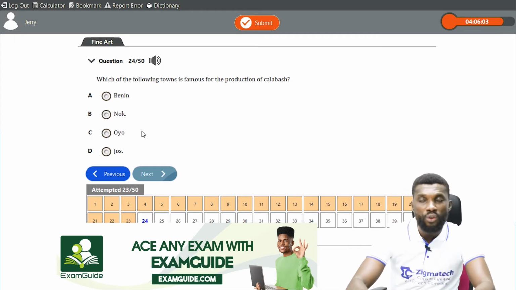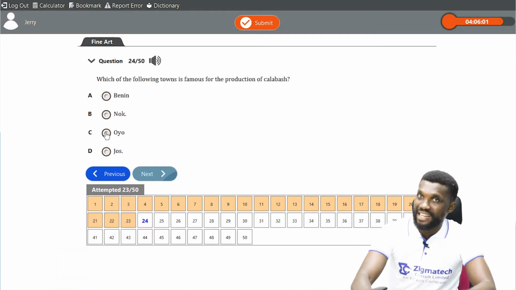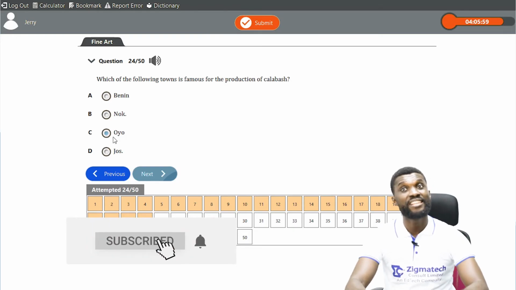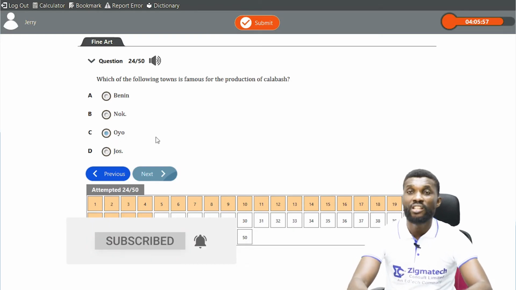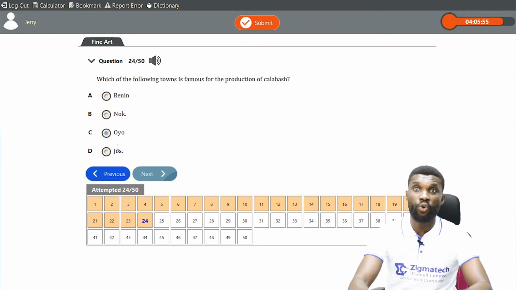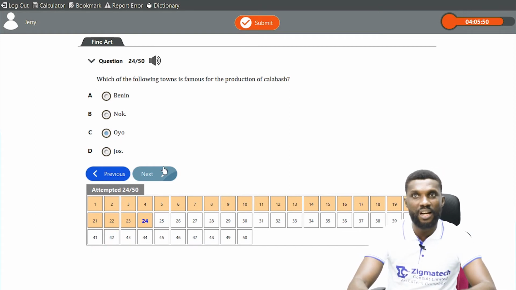Then the Oyo people are known for what? Calabash. So therefore our answer is Oyo. The Jos, they are not known for calabash. The people that are known for calabash is what? The Oyo. Therefore our answer is C. C gives us our answer to this question.